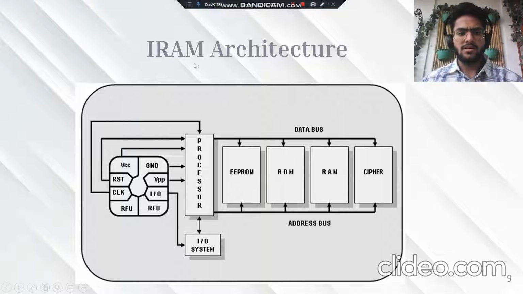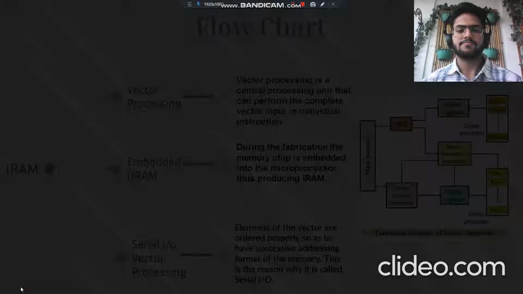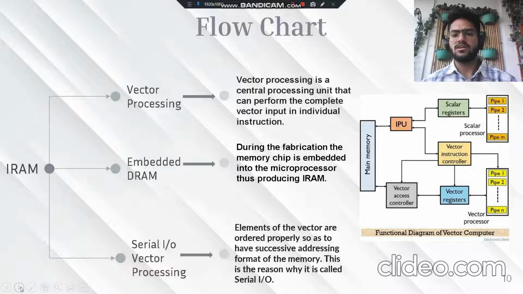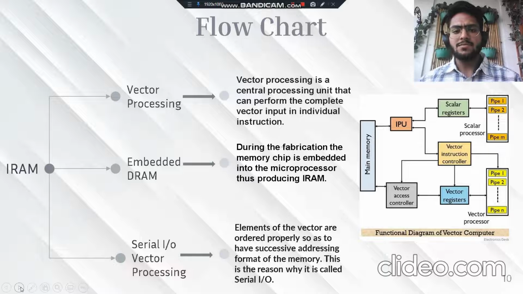This is a complete IRAM architecture. It's a bit technical, so I'll not be able to explain it. But in the further slides, I'll be telling you everything an IRAM consists of. So, let's move forward. Flowchart. An IRAM consists of 3 things, that is the vector processing, embedded DRAM, and serial input-output vector processing.